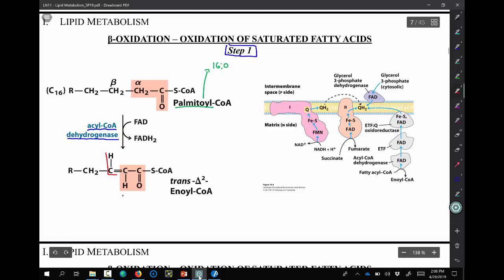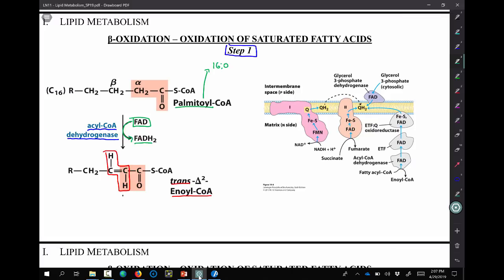It's going to introduce a double bond, a trans double bond, so that what you're left with is trans delta 2 enoyl CoA. That's the general name of the product of acyl-CoA dehydrogenase. Now, this reaction requires FAD, flavin adenine dinucleotide, and that will make FADH2.